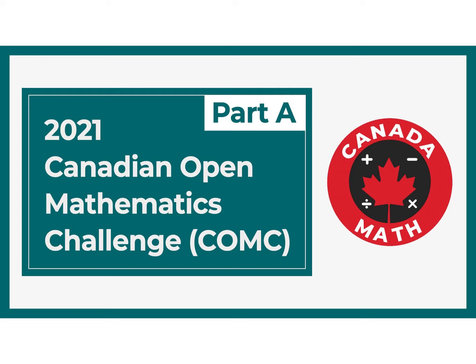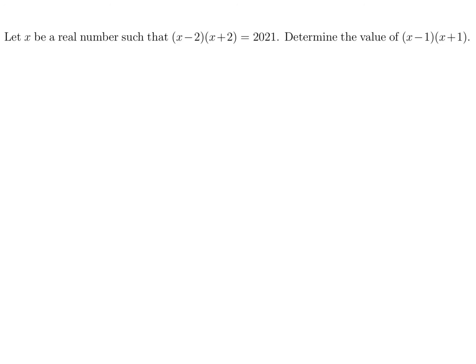2021 Canadian Open Mathematics Challenge, Part A. Let x be a real number such that (x minus 2) times (x plus 2) is 2021. Determine the value of (x minus 1) times (x plus 1).